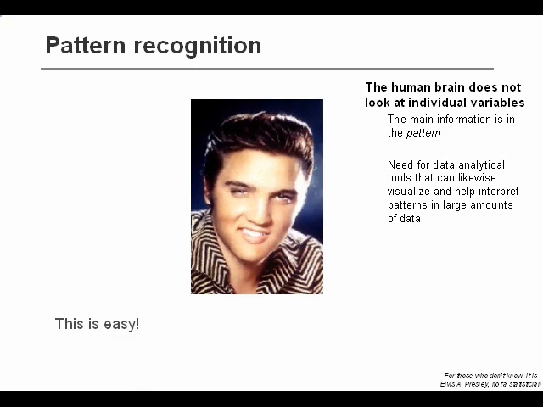So, the brain does not look at individual features. It doesn't look at the levels of the individual features, but rather it looks at the relations, all the different relations between different features. And we would like to have something similar when we look at data in different problems.